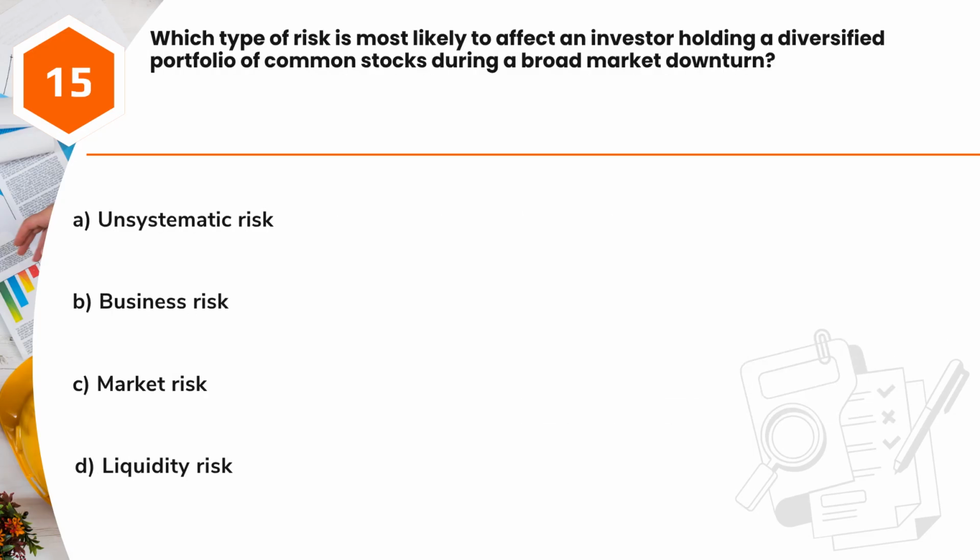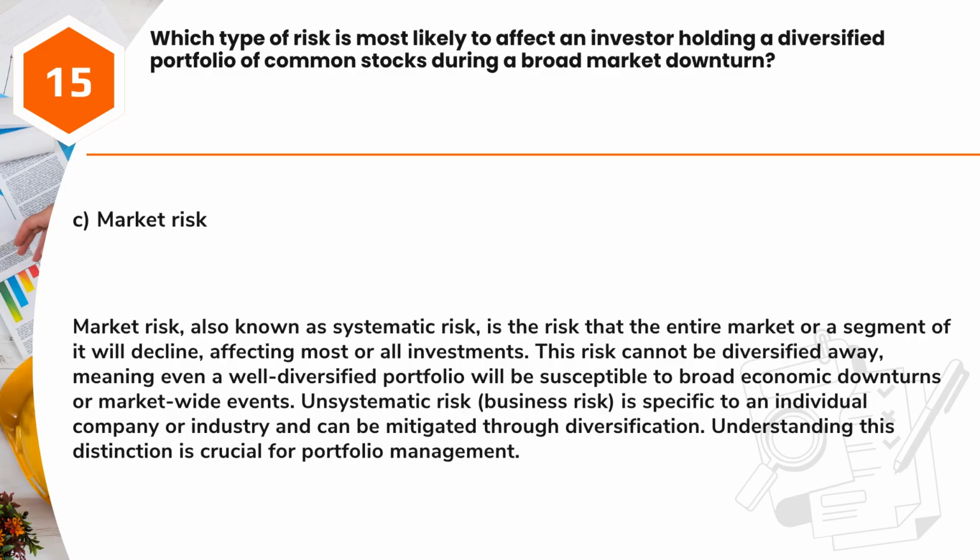Question 15. Which type of risk is most likely to affect an investor holding a diversified portfolio of common stocks during a broad market downturn? A. Unsystematic risk. B. Business risk. C. Market risk. D. Liquidity risk. Answer: C.